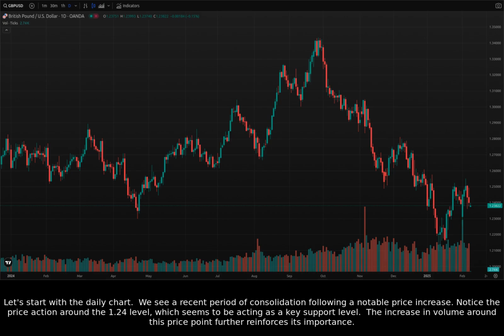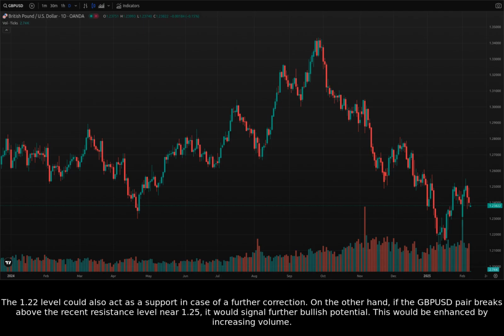Let's start with the daily chart. We see a recent period of consolidation following a notable price increase. Notice the price action around the 1.24 level, which seems to be acting as a key support level. The increase in volume around this price point further reinforces its importance. The 1.22 level could also act as a support in case of a further correction.